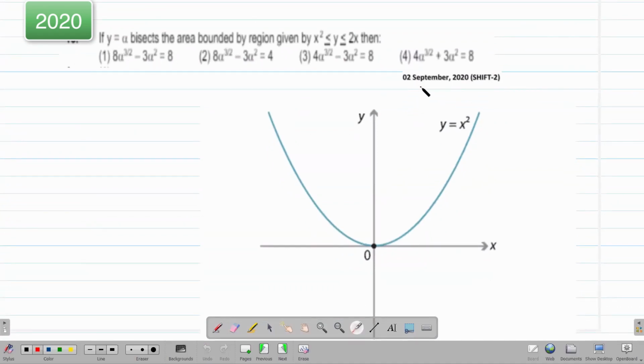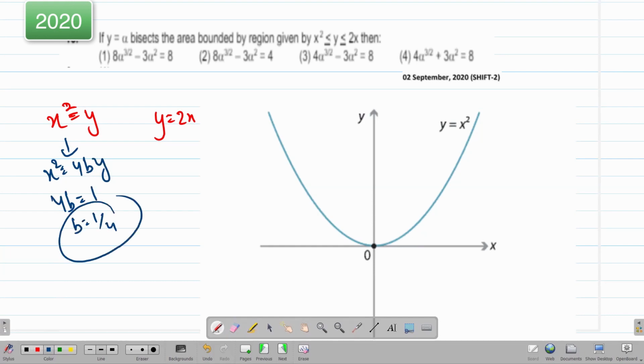This question was asked on 2nd September 2020, second shift JEE exam. Again here we use our shortcut. The line is here y is equal to alpha, which bisects the region bounded by the parabola, that is x square is equal to y, and the line y is equal to 2x. If I compare x square with x square is equal to 4by, then 4b is here 1, so b is here 1 by 4. And if I compare this line with y is equal to mx, so my m is here 2.